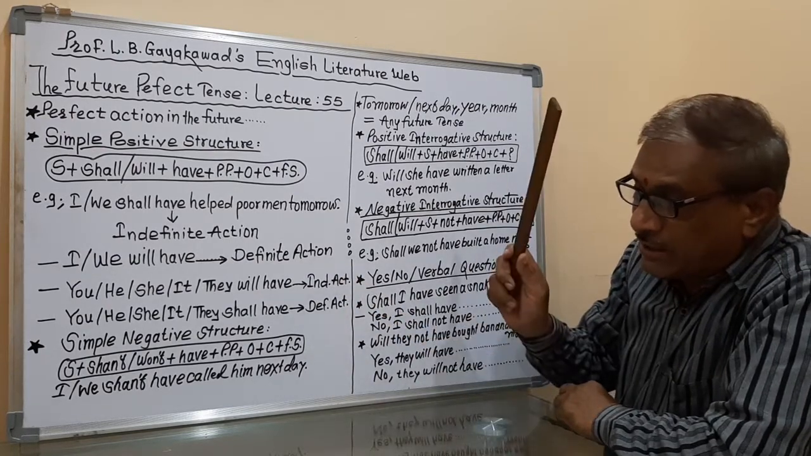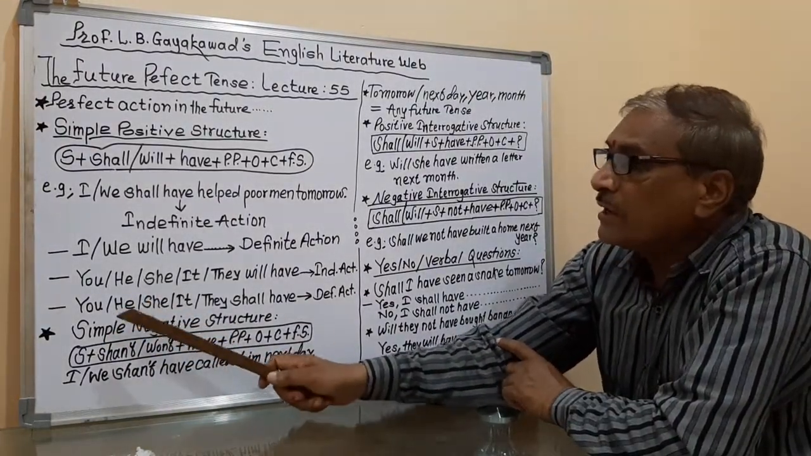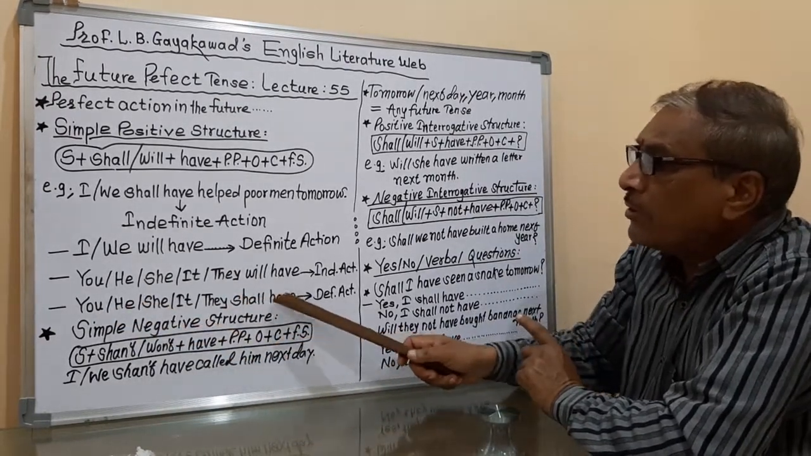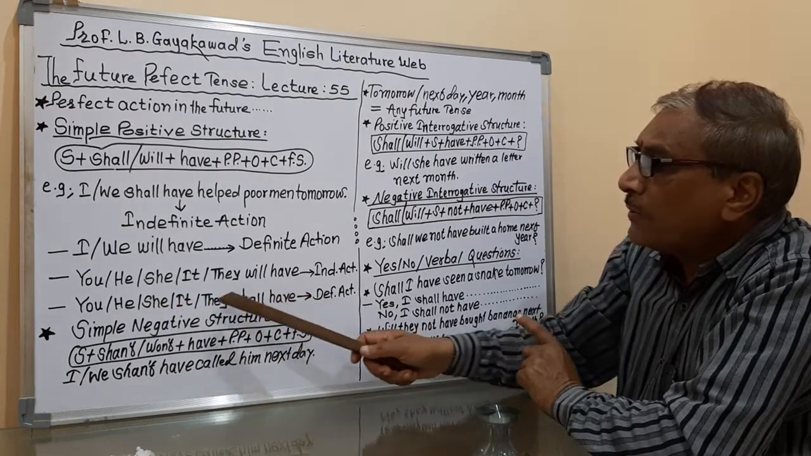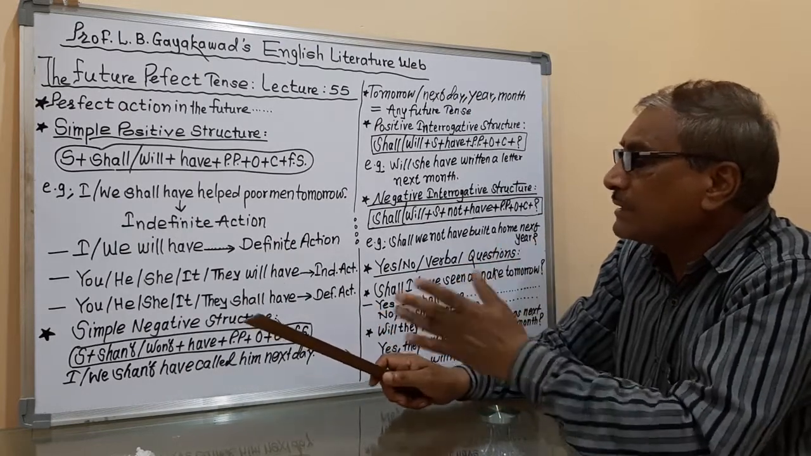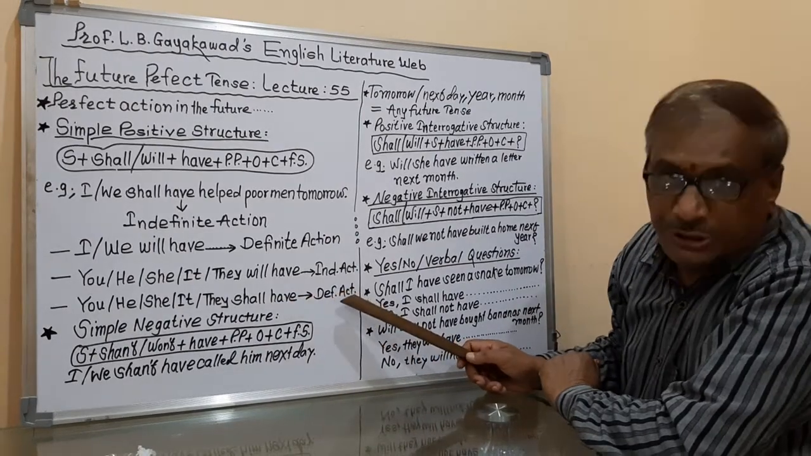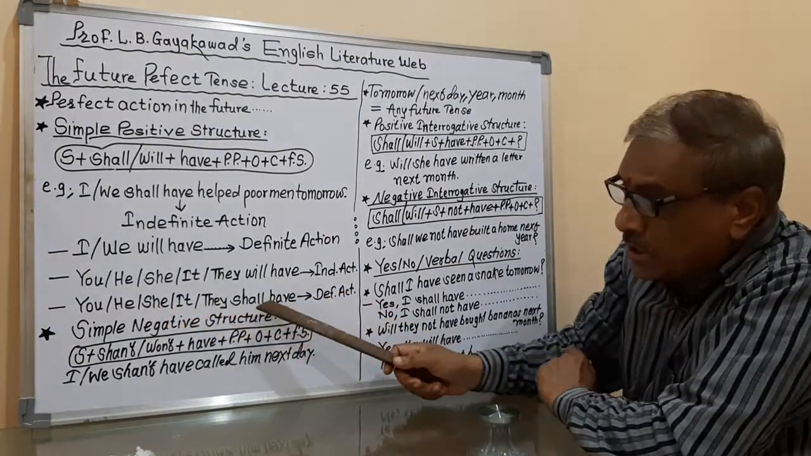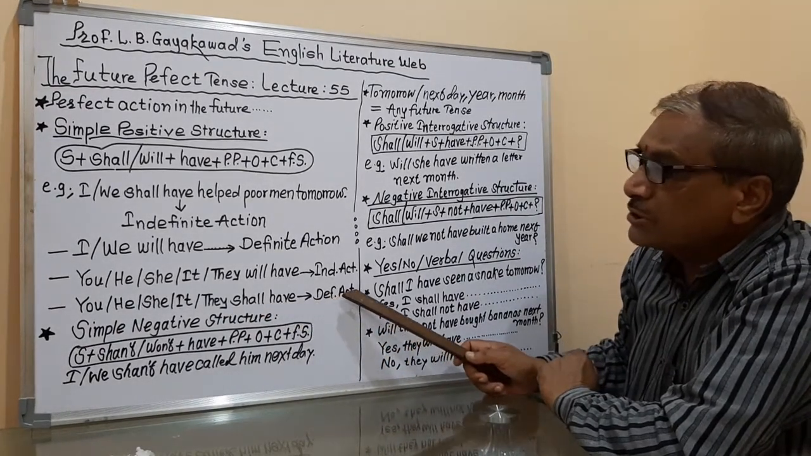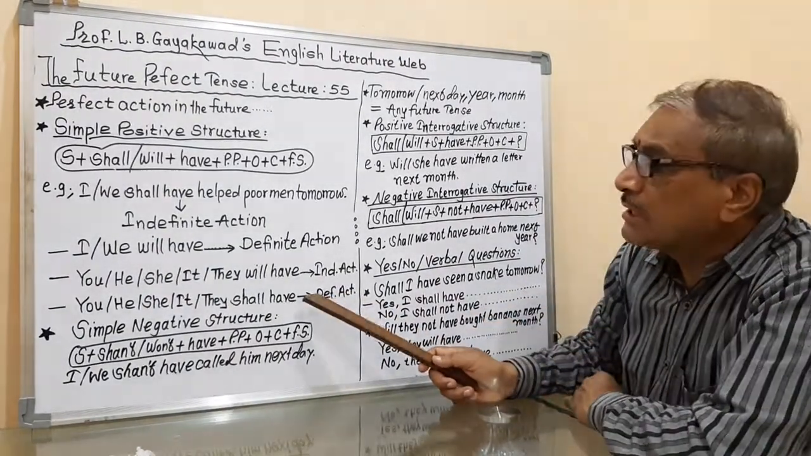And when we write or speak, you shall have, he shall have, it shall have, they shall have, then such structures are called definite actions. These sentences or structures show the definite action. So there are indefinite and definite actions in grammar.